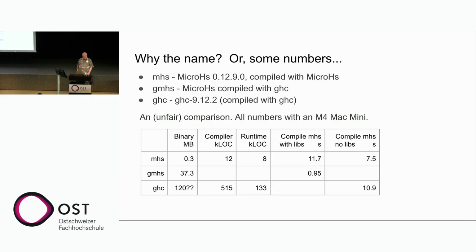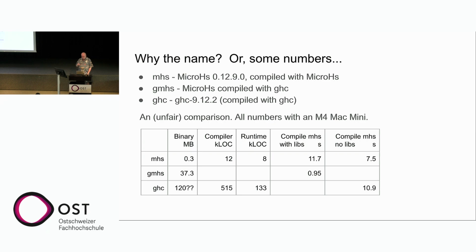It's about 12,000 lines of Haskell code and 8,000 lines of C code. GHC is more. If you compile with MHS, when it also has to compile all the libraries you use, then it takes 11 seconds. If the base package is pre-compiled, then it takes about 7.5. And GHC compiles the same thing in 10.9. This is not quite a fair comparison, because that's GHC compiling with optimization. If you set it to -O0, I think GHC is like 7 seconds, so it's slightly faster.